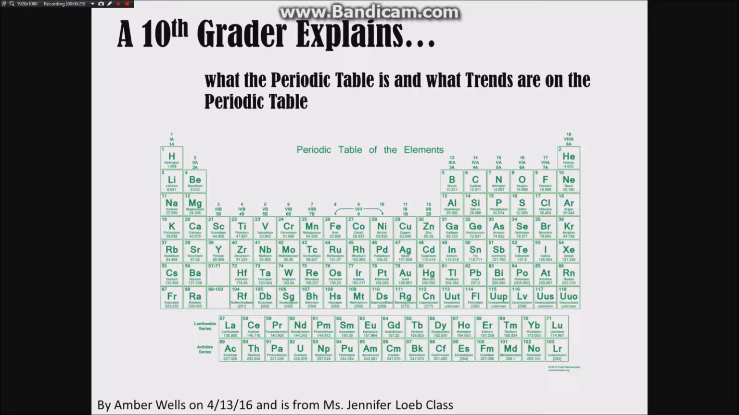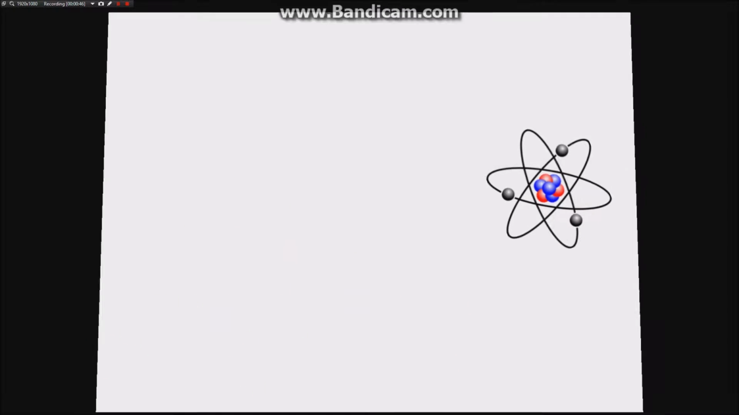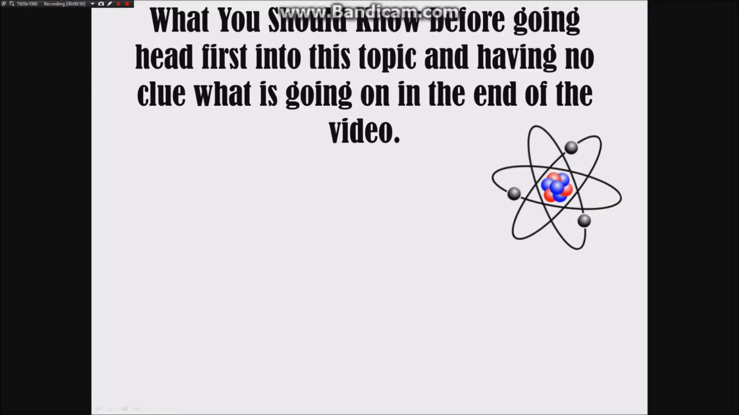This table has changed chemistry as it is, and you will be laying your eyes upon this as you are learning about the periodic table throughout chemistry and maybe even throughout your job, depending on what kind of field of science, or even if you are going into science, you may need to refer to this graph. Now, let's move on. So, what you should know before going into this head first and having no clue what's going on by the end of this video.